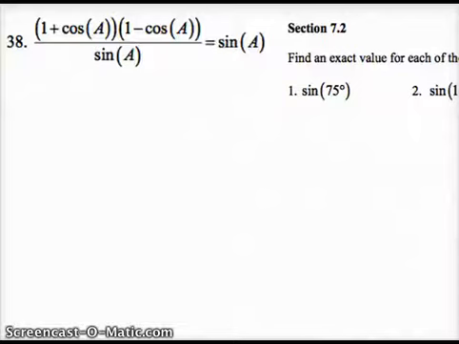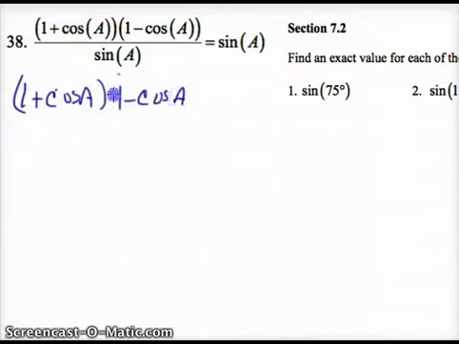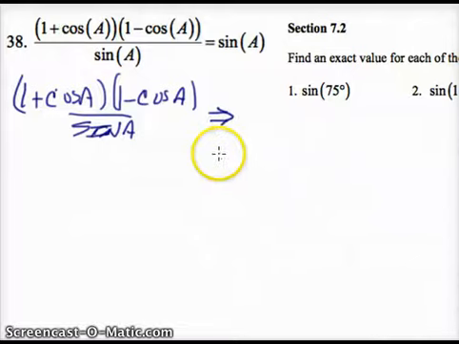Okay, we're going to do 38. We need to verify that. Now, obviously, the left side is more complicated than the right side. So I'm going to work with the left side here. But I'm going to do this one a little differently. Now, 1 plus cosine of A times 1 minus cosine of A all over the sine of A. Okay, now this means I'm going to manipulate this, and I'm just going to go to the right or down. Okay, I'm taking the left side.